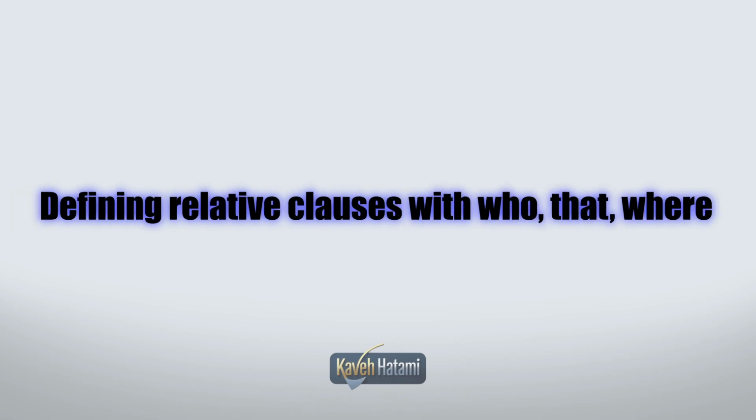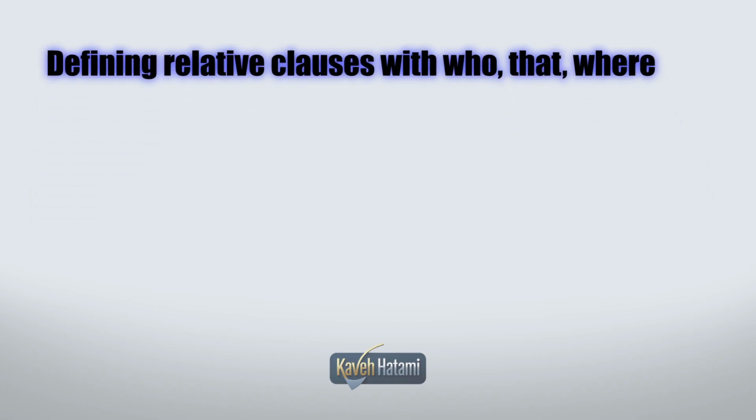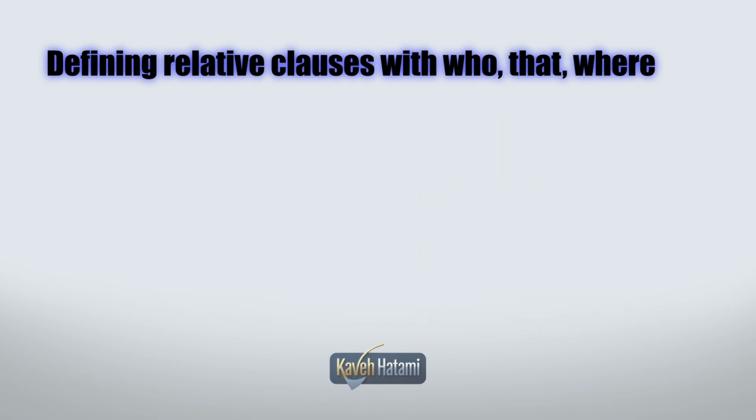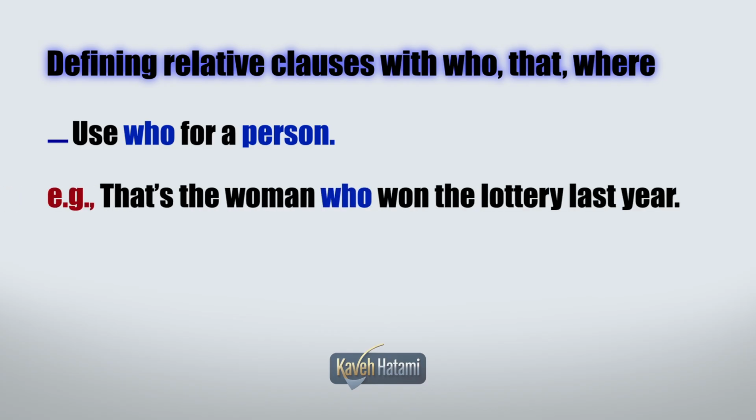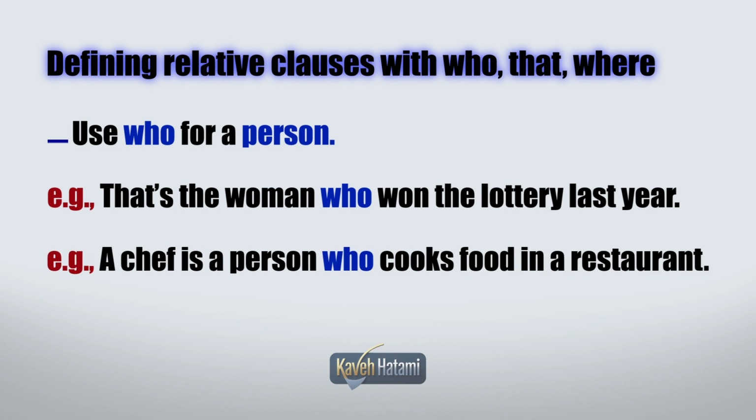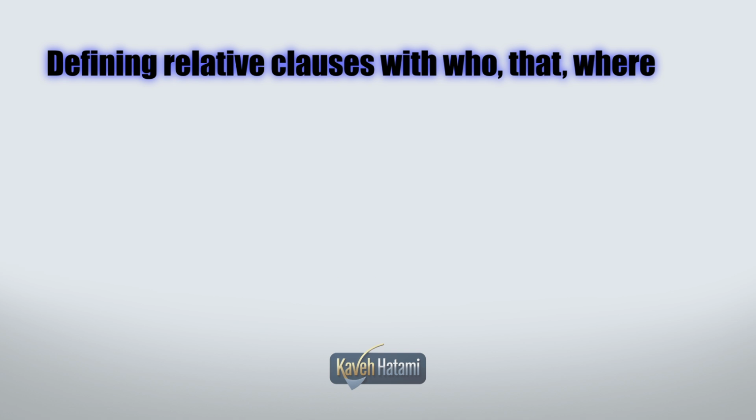Defining relative clauses with who, that, and where. We use defining relative clauses to explain what a person, thing, or place is or does. We use who for a person. For example, that's the woman who won the lottery last year. A chef is a person who cooks food in a restaurant.